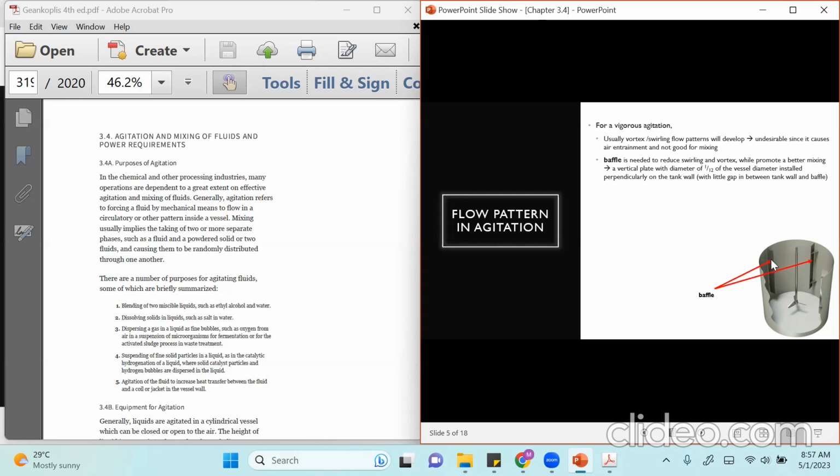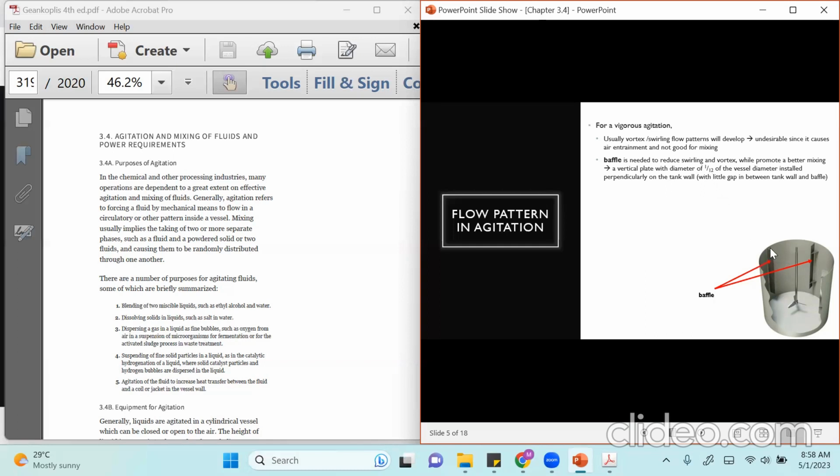As you can see, we have plates hung vertically here, on the sides of the tank. This we call baffle. It is actually a vertical plate with a width of 1/12 of the vessel diameter, installed perpendicularly on the tank wall. And the width of the vertical plate, this one, is only 1/12 of the total vessel diameter. So this width compared to the diameter is 1/12.